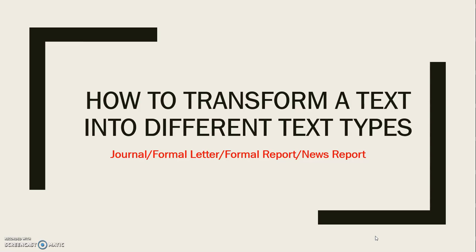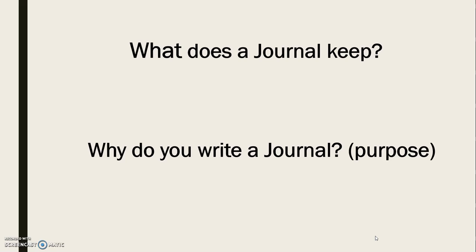Before writing a specific text, you must keep two WH words in mind, such as what and why. These words frame questions like what does a specific text carry for the readers and why are you writing that specific text? First of all, keep journal writing in mind and ask yourself, what does a journal keep? Why do you write a journal? Just pause the video and think about these two different questions.